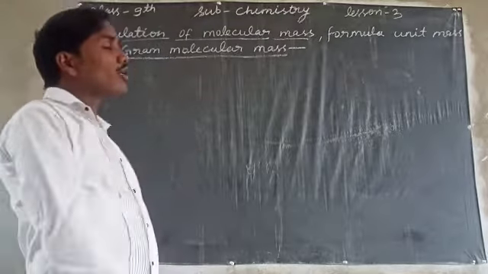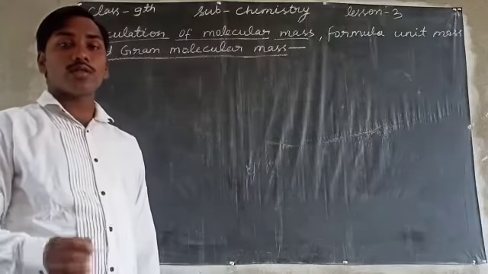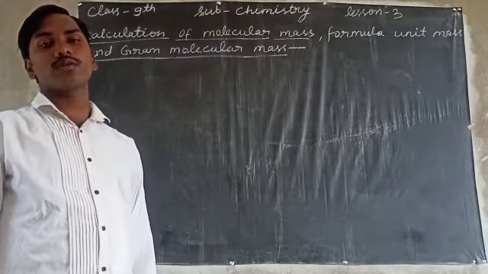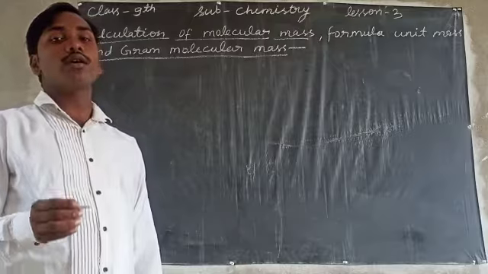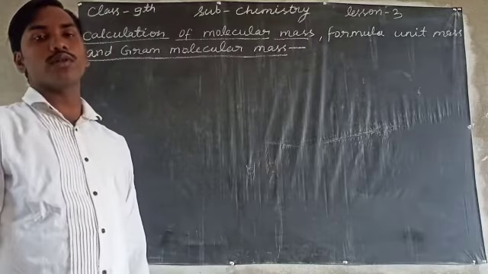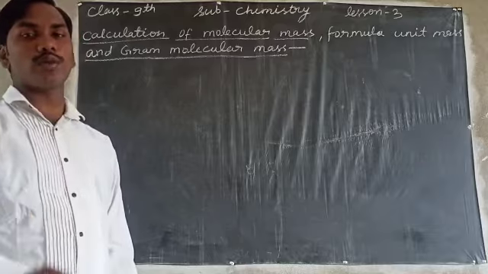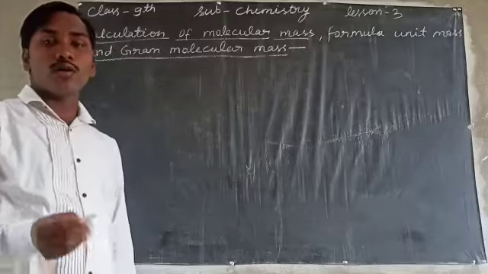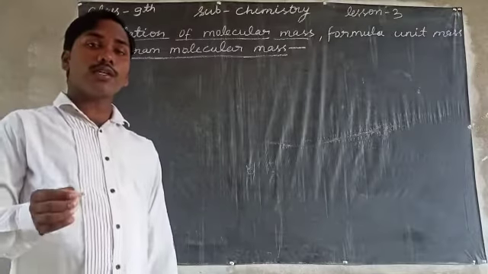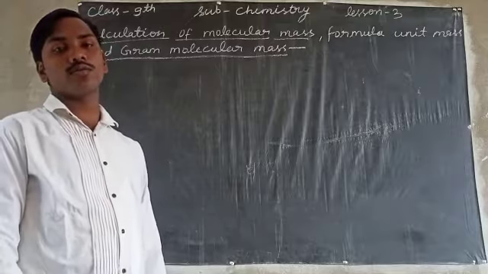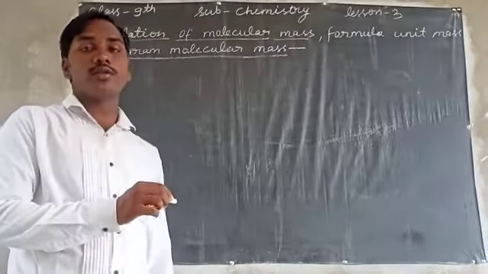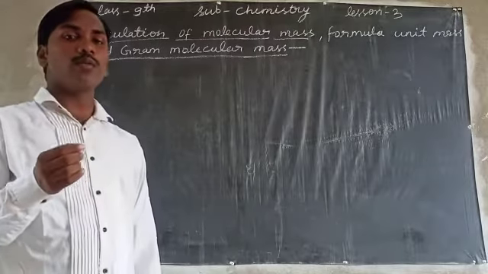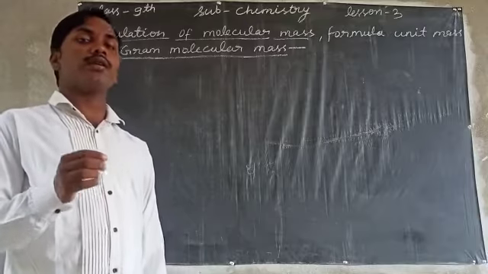And formula unit mass: the sum of the atomic masses of all atoms present in the formula unit of a compound is called the formula unit mass. And gram molecular mass. Gram molecular mass is just the same as the molecular mass. The difference is only that gram molecular mass is represented in gram while molecular mass is represented in unit.